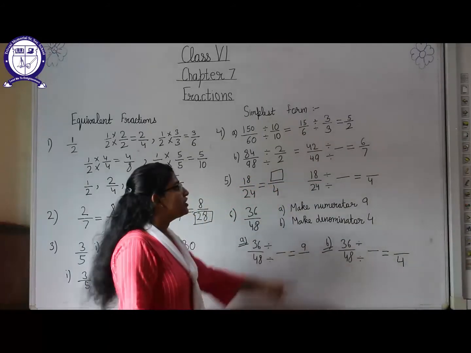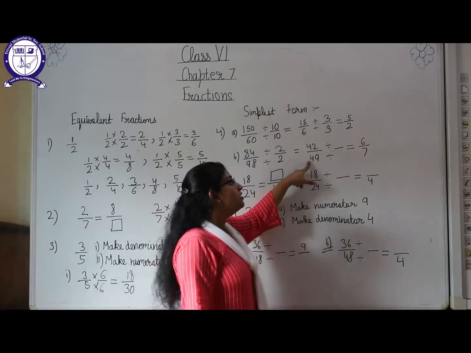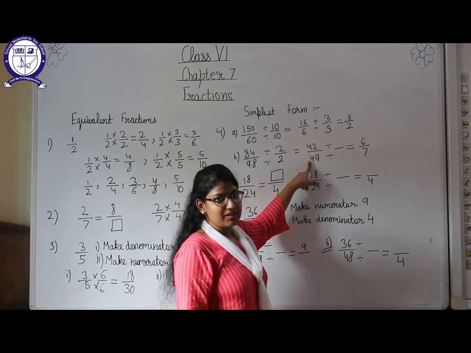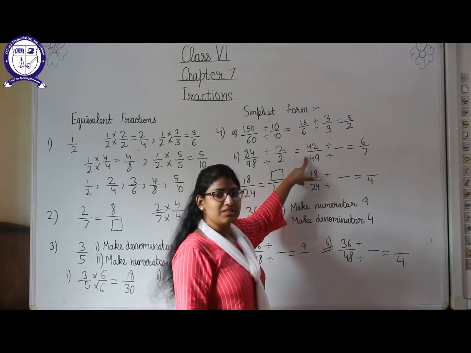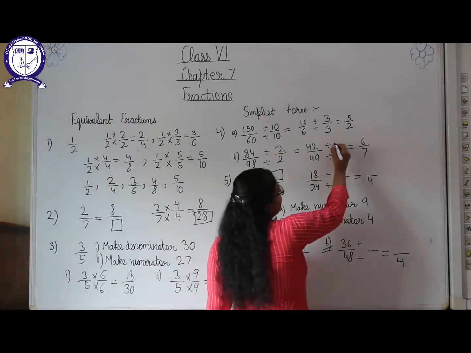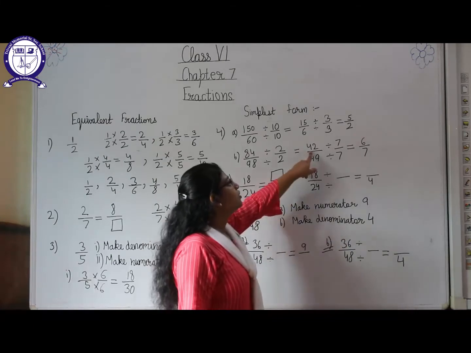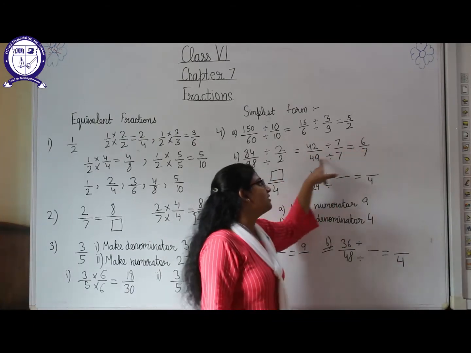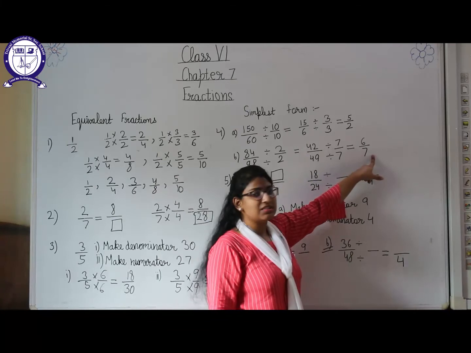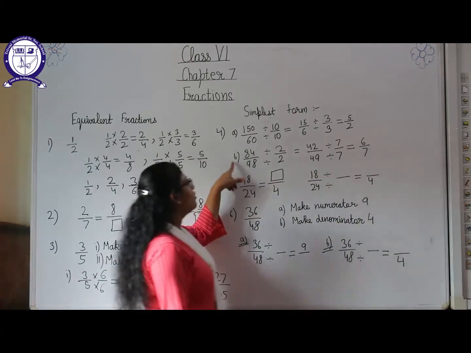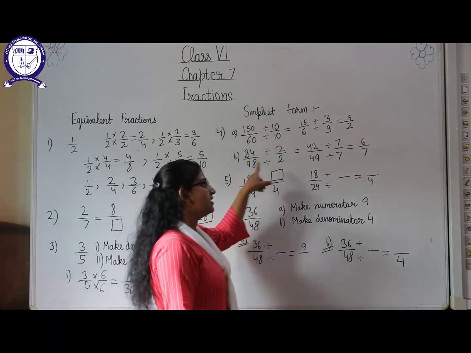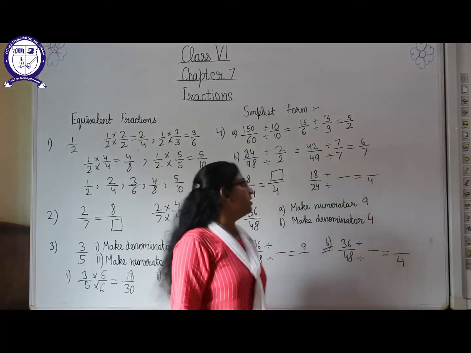And students, if we check here 42 and 49, these both are multiples of 7. It means these can be divided by 7. So we will again divide this fraction by 7 by 7. 42 divided by 7 is giving us 6 and 49 divided by 7 is giving us 7. So the simplest form for 84 divided by 98 is 6 by 7.